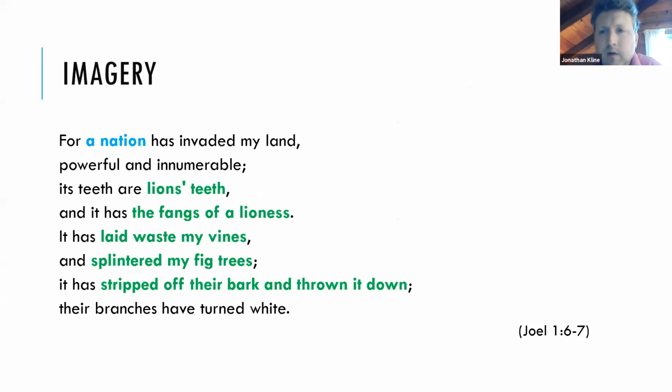So the term that I've highlighted in blue here, a nation, is what's being described. It's not totally clear what actually is being described here. Is it a human army, a locust army? But anyway, it's an army or a people or a nation. But what's not being described here literally is lions. But you get this image of lions to describe the nation, the army. And so they have lion's teeth, the fangs of a lioness. They've laid waste the vines. They're chewing everything up and destroying everything and throwing it to the ground. So this imagery is a really powerful way of describing what is going on with the army. It's a concrete way.